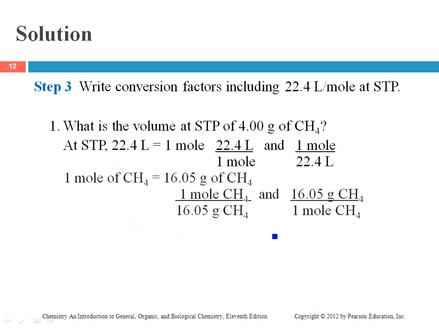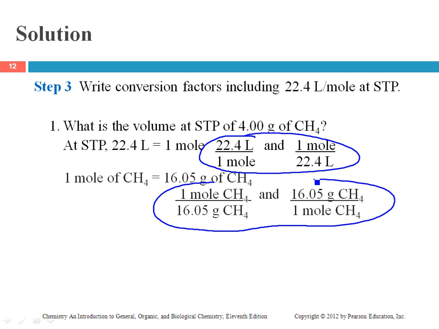Our conversion factor for the problem is 22.4 liters per mole. In the first problem we've got grams, and we want to get to volume. We also need to know that in 1 mole we have 16.05 grams. This came from the periodic table where we added up the molar mass. So we have two conversion factors that we're going to need.